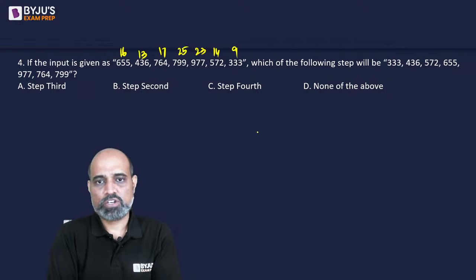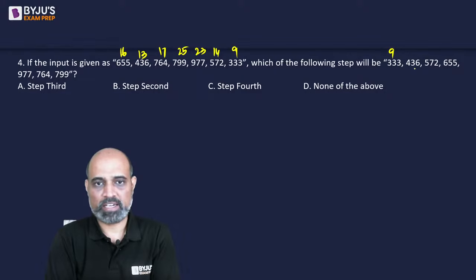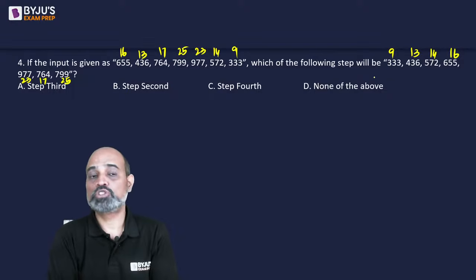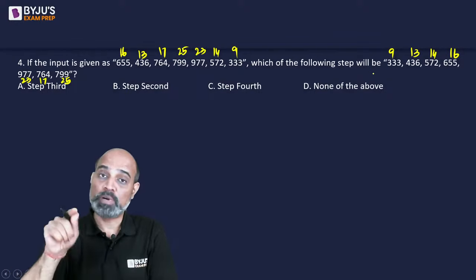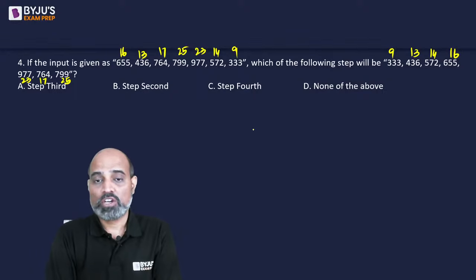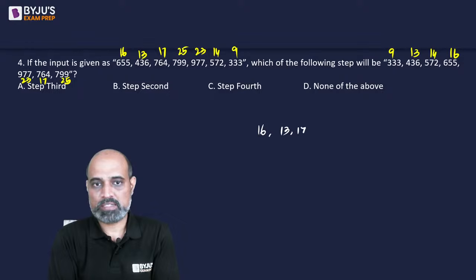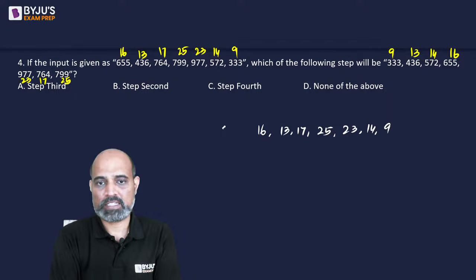333 is 9. So obviously we are supposed to have 333 at the beginning. Okay, 9 has to be brought here. 436 is 13, 572 is 14, 655 is 16, 977 is 23, 764 is 17, and 799 is 25. So we are supposed to find not the output, but in which step this will be found. So if you start from the beginning, we have 16, 13, 17, 25, 23, 14, and 9. Right? This is our step 1.